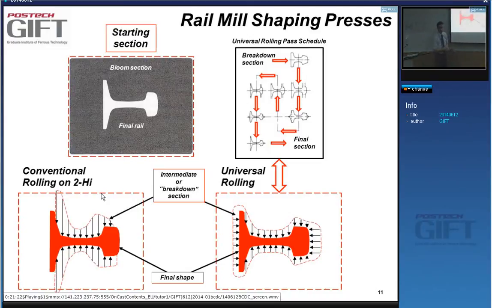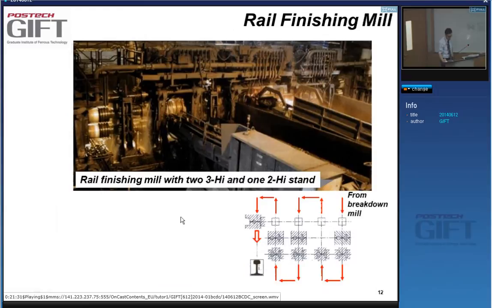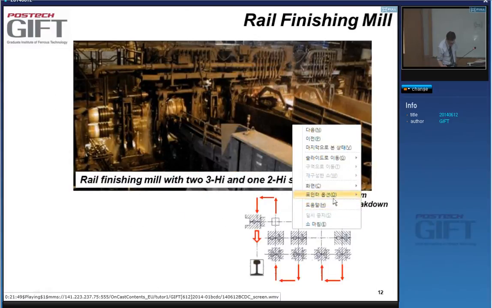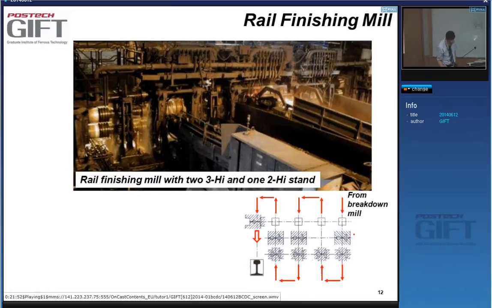All right. So this is one of these older style mills. Where you can see here, from the breakdown mill, oops, let's go back. You can see here you have two-high horizontal rolls. Here you have again two-high horizontal rolls. Here again, yes. And there are only a few intermediate steps where you also do vertical rolling to take care of the head and the foot of the rail.